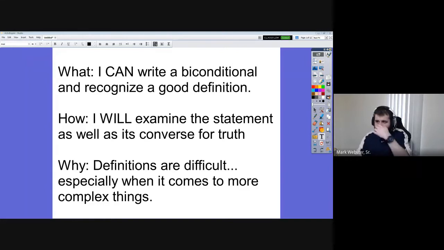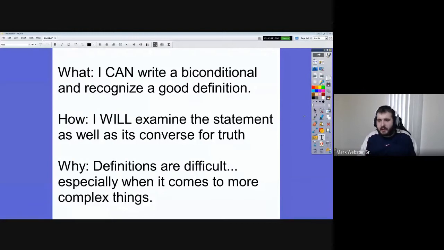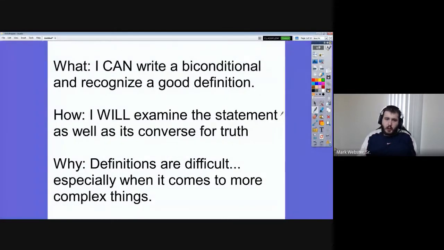So what are we doing today? We're going to be able to write a biconditional and recognize a good definition. How are we going to do this? We're going to examine the statement as well as its converse to see whether or not what we have is actually true, just like we were talking about on Monday.